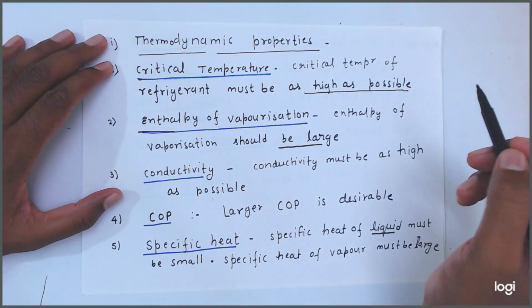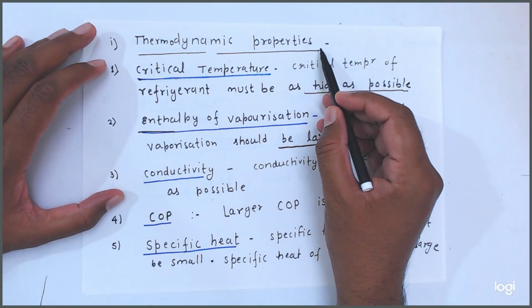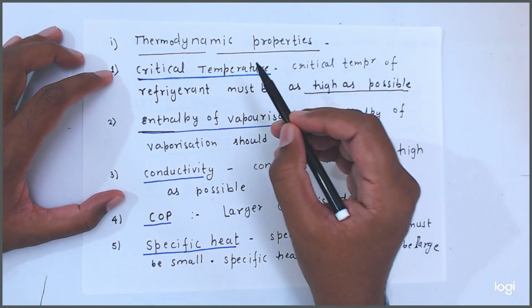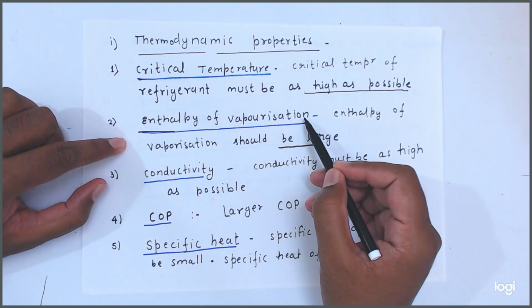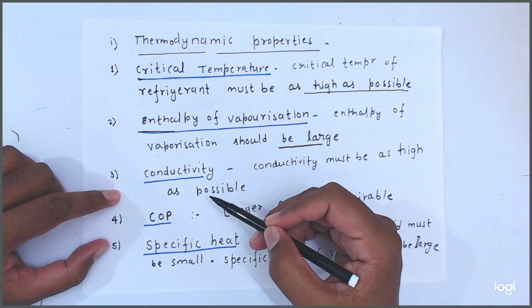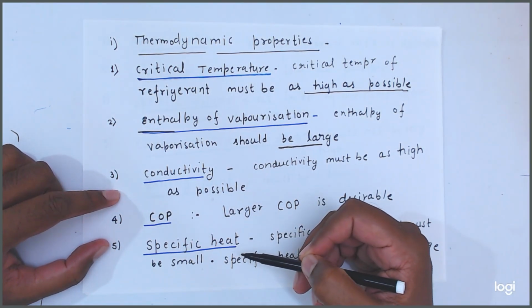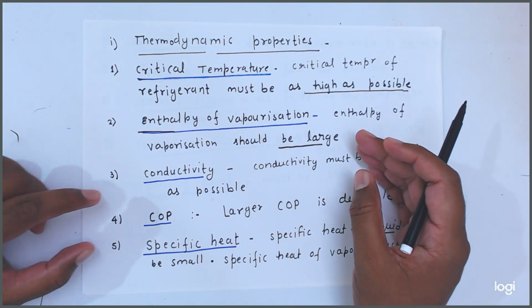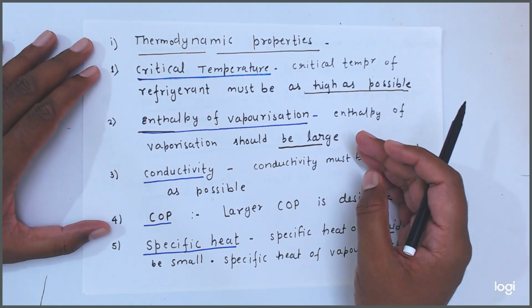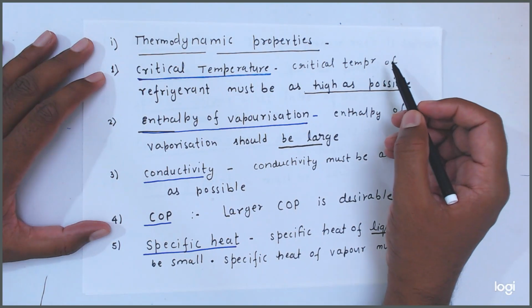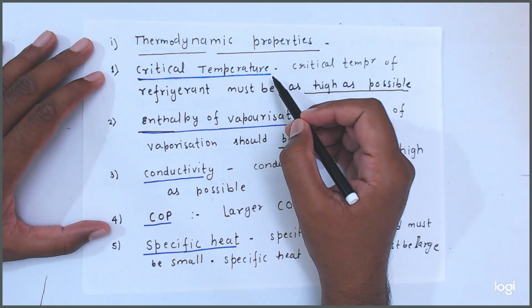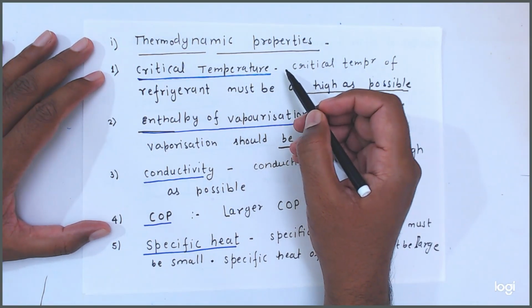Like here you see thermodynamic properties. Here, friends, the critical temperature of the refrigerant, enthalpy of vaporization, conductivity, COP, specific heat. So these are all the parameters which will define the refrigerant. Okay, friends, so let's understand what is the critical temperature of the refrigerant.